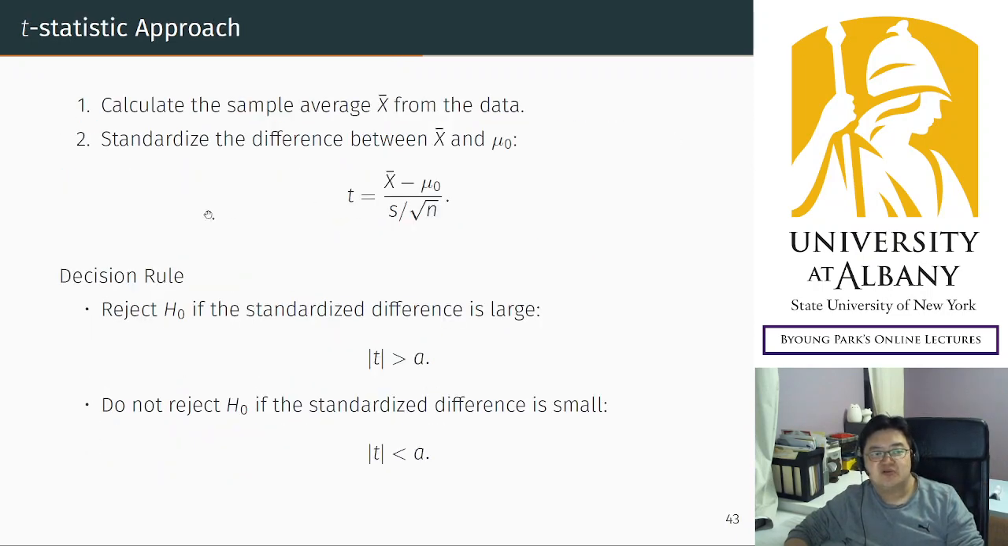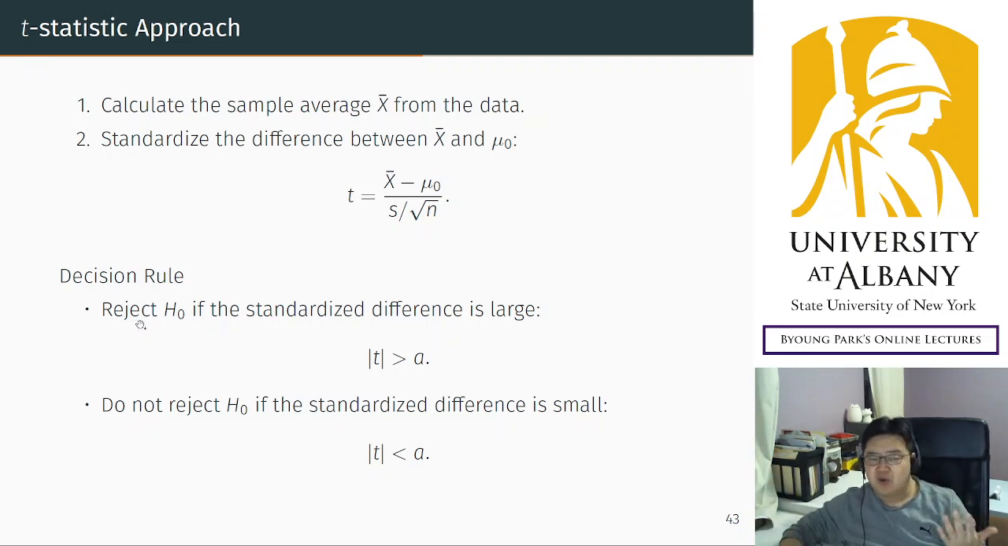We are going to define the t-statistic in the same way, and then we will make the decision rule based on the t-statistic. Remember, the t-statistic is the standardized difference between your hypothesis and your data. The larger the t-statistic is, the more inconsistent your belief is with the data.